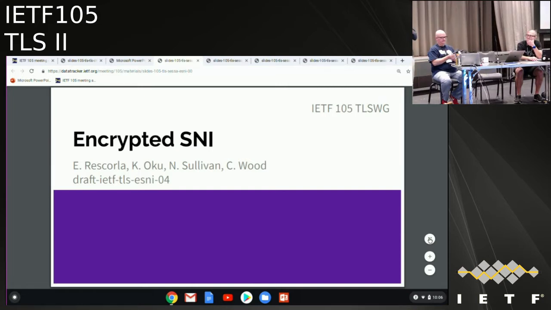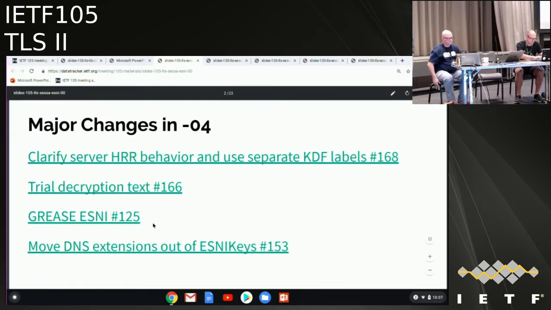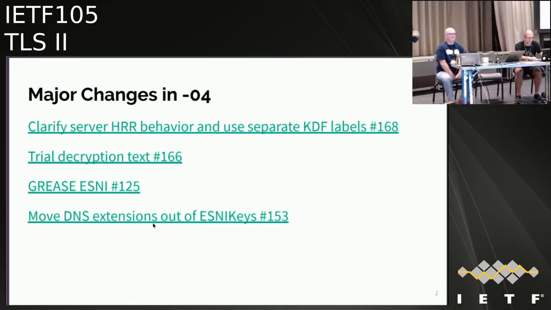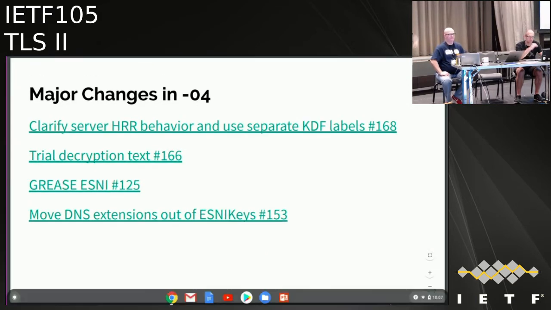All right. So this is just an update on Encrypted SNI. There are a couple major changes that went into the latest version. In particular, there was a bug around how we deal with HRR, potentially leading to nonce and key reuse. So we fixed that with a temporary patch that uses two different labels when doing key derivation, to avoid deriving the same keys and nonces and using them to encrypt two different messages. We improved some text regarding trial decryption for cases where you want to omit the record digest from the ClientHello ESNI extension. We landed the GREASE ESNI patch, although David Benjamin raised an issue yesterday indicating that it's not yet finished and not yet perfect, so there's still a little more work to be done there.